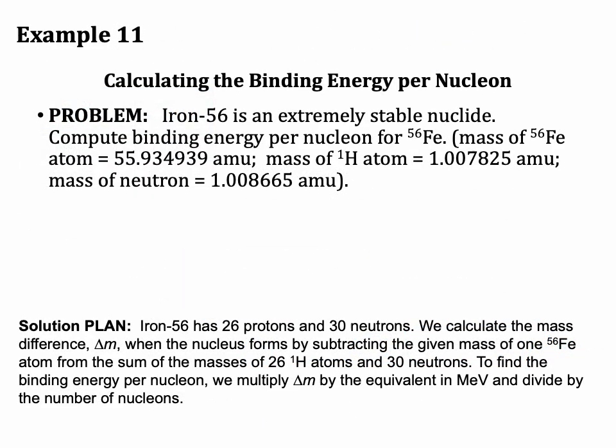There's one more example here. I would briefly explain it. You guys can try this on your own. Iron 56 is an extremely stable nuclide. Compute the binding energy per nucleon again for Fe56. Mass of the atom is given. Mass of 1 proton, remember, H1 is proton, and neutron is also given.